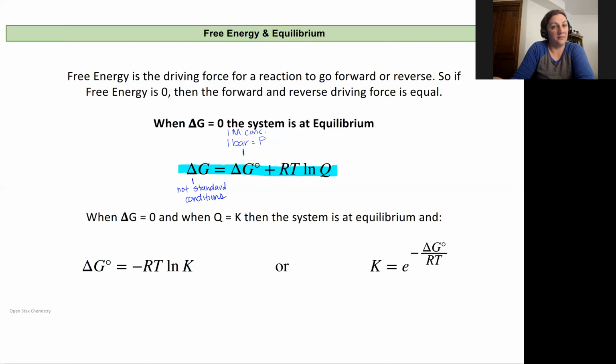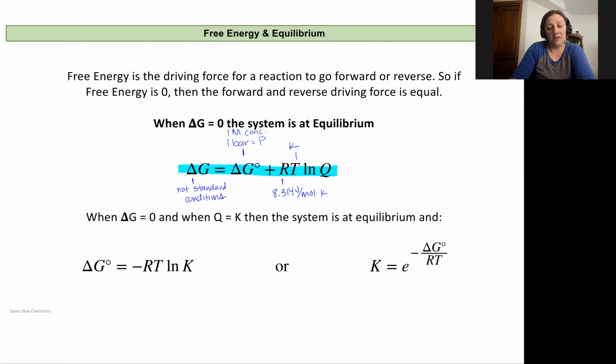So it might be at a different pressure. It might be at a concentration of 0.05 instead of 1. It could be a lot of those kind of subtle changes that we see in everyday lab life. The R value here, this is our good old R that we've been using throughout the series. It's 8.314 joules per mole Kelvin. And our temperature will always be in units of Kelvin.